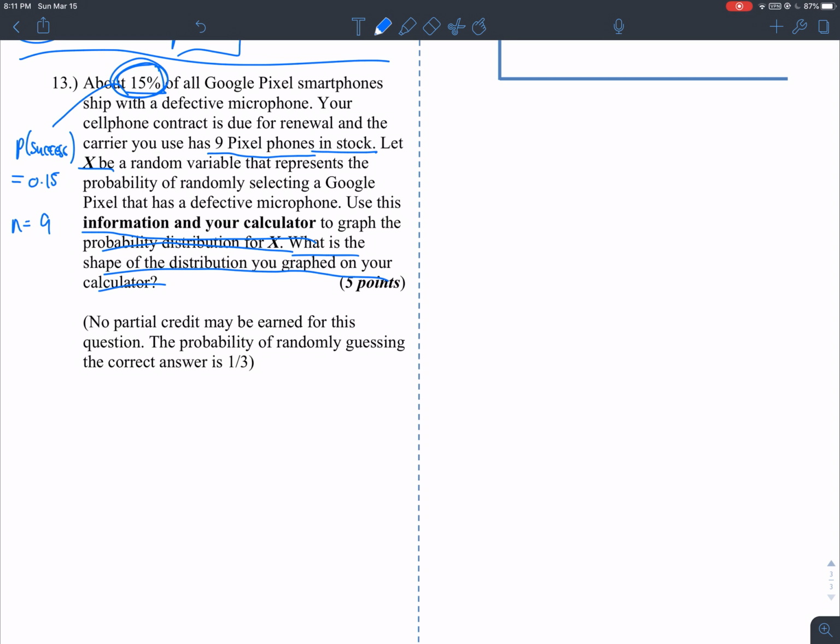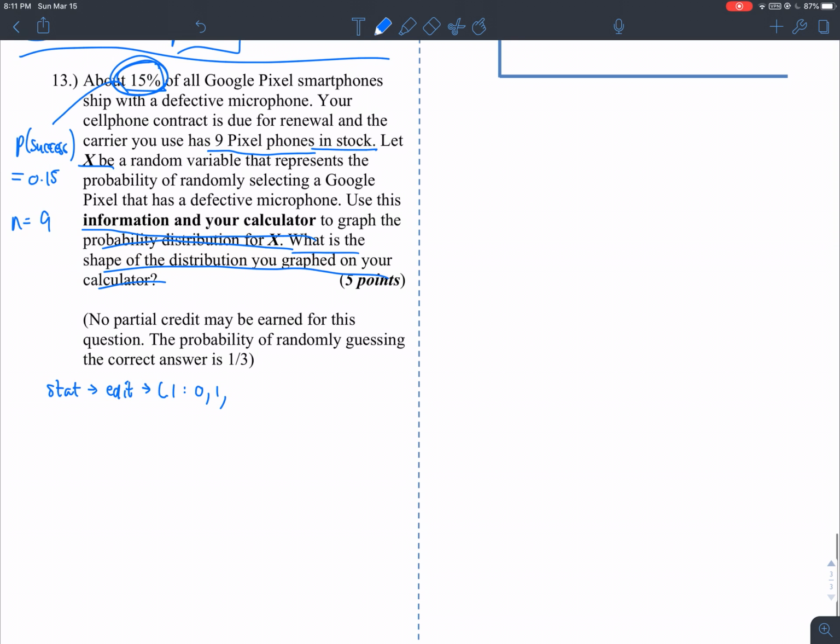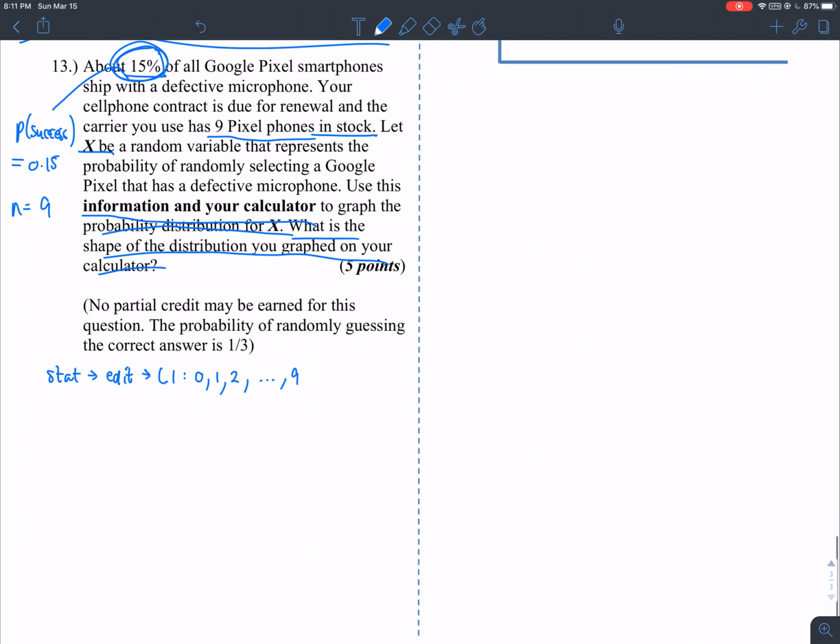So you would enter something like stat, and then edit, and then under list 1 you would enter all the options for successes. Well, there's 0 successes, where I don't pick a phone that's defective, or 1 phone with a defective microphone, or 2, all the way up to 9. Enter that in your calculator, and then go up to list 2 and say equals, and then you're going to enter this information in binomial. Let me write that properly.